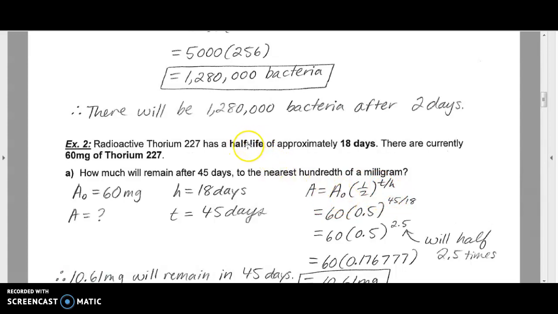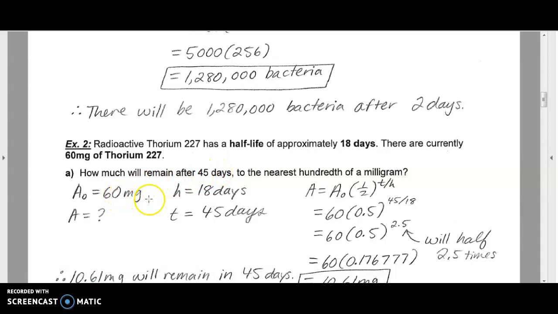There again, now we know we're going to be using the half-life formula, which you see right there. It has a half-life of 18 days. There are currently 60 milligrams of thorium-227, so there's the 60 milligrams there. Half-life is 18 days. And then part A says, how much will remain after 45 days? So there's our time elapsed.